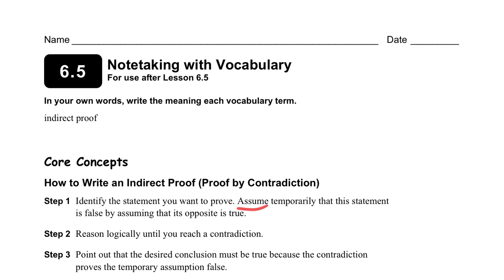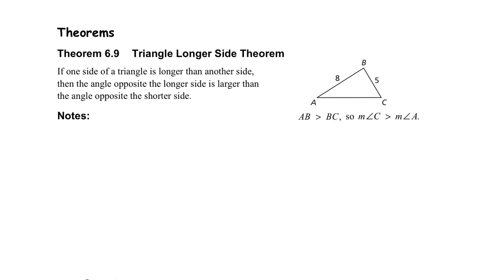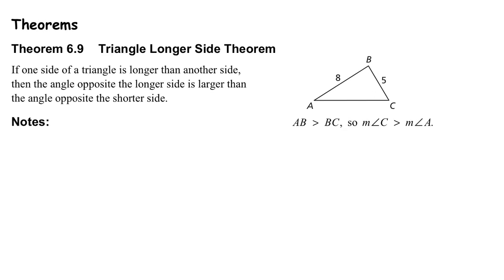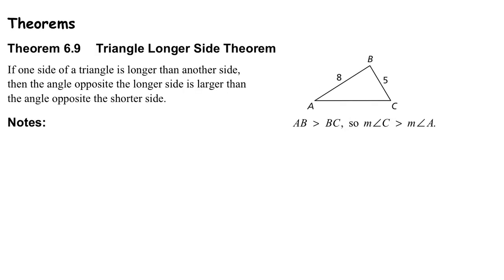we can look then down to one of our first theorems. This is the triangle longer side theorem. And this just says basically, I'll just read it. If one side of a triangle is longer than the other side, then the angle opposite the longer side is larger than the angle opposite the shorter side.